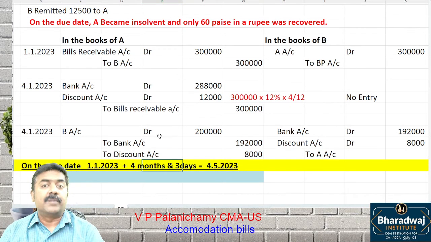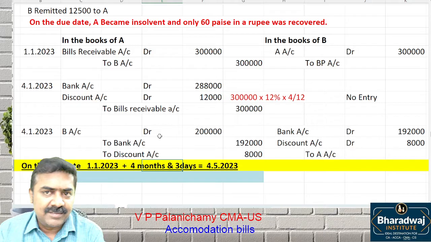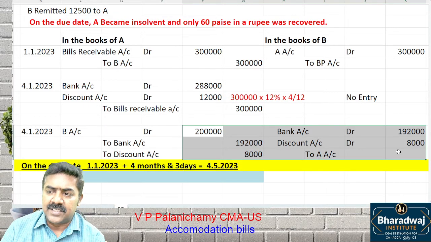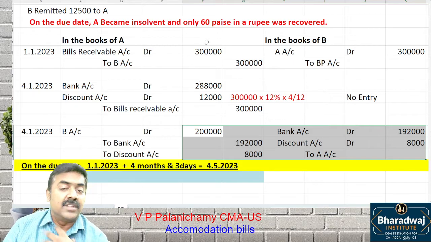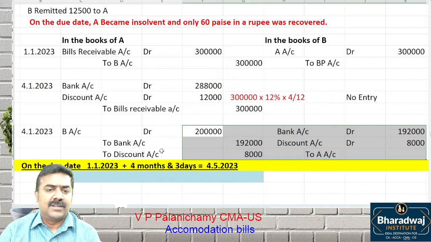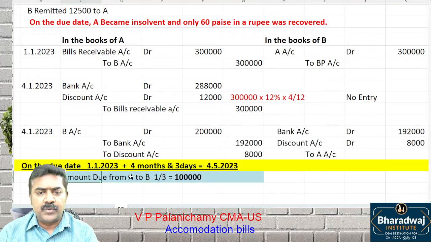On the due date, how much we should send? Two-thirds is already sent. Balance one-third of money we are using. On the due date, how much we have to send? A has to send 1 lakh. Amount due from A to B is one-third. On the bill value 3 lakhs, already two-thirds is remitted. Balance 1 lakh is to be sent.